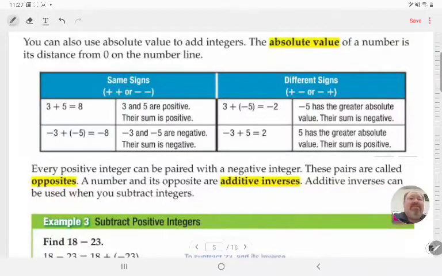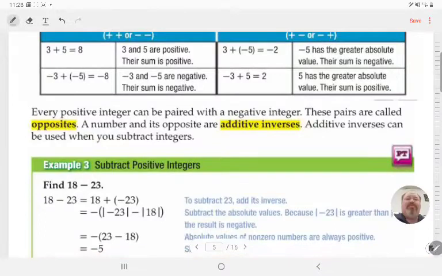Now, if the signs are different, positive and negative, then you take the absolute value of each one and keep the sign of the larger. So I have 3 plus a -5. The absolute value of -5 is bigger than the absolute value of 3. So I would just be subtracting those, and the answer would be negative, so -2. Now down below, it's -3 plus a +5. 5 is still the biggest absolute value, so the answer is going to be positive. You still subtract them, and you end up with a +2. Okay, so that's how you can use the absolute value.